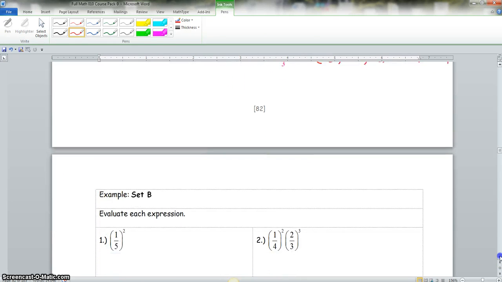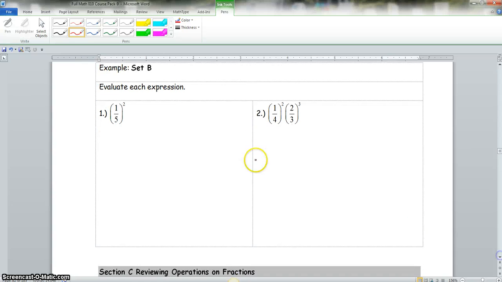Now we scroll down. We go to example set B. It says evaluate each expression. So we have parenthesis 1/5 squared. So we would take 1/5 in parentheses times 1/5 in parentheses. 1 times 1 is 1, and 5 times 5 is 25. So that is your final answer.